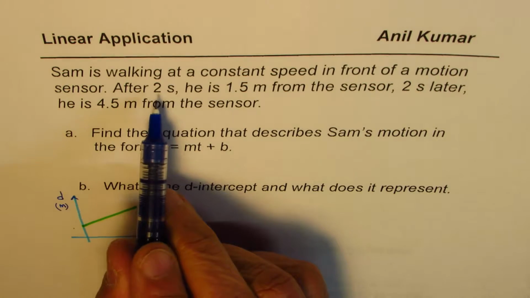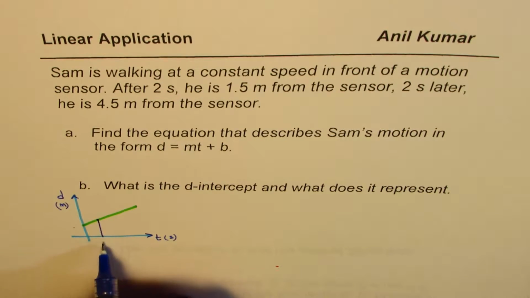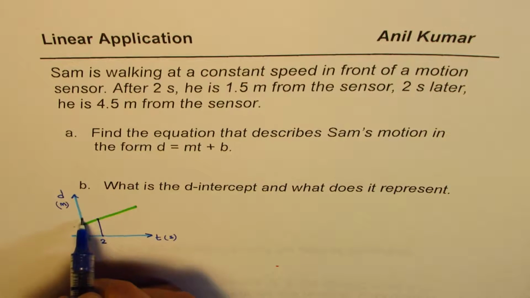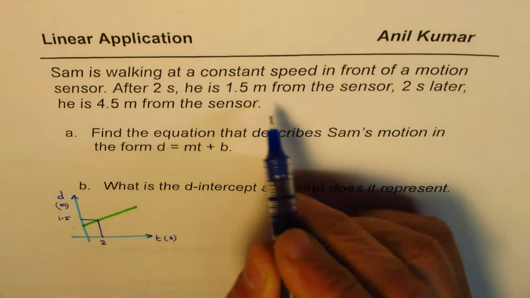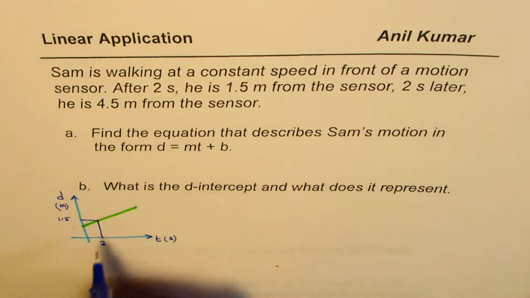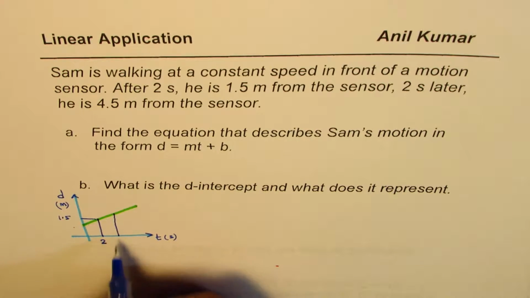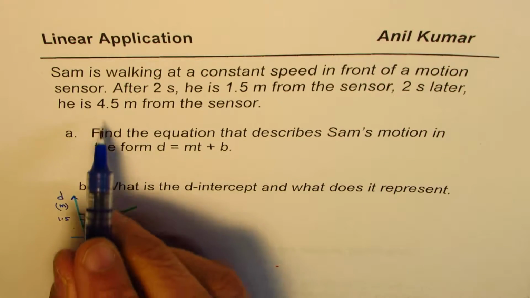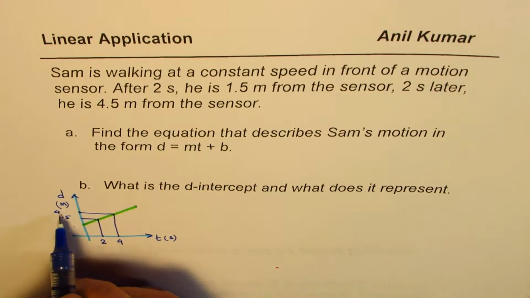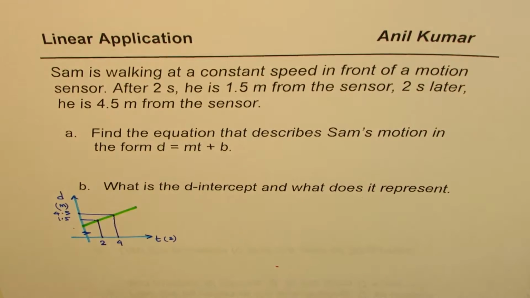Now it says after 2 seconds he is 1.5 meters away. So let's say this is the position after 2 seconds, and this distance is 1.5 meters away from the sensor. 2 seconds later, that becomes the position, but the time will be 4 seconds, right? So at this time, he is 4.5 meters away. So this is 4.5, right? So let me break the scale here. So that is the position, right?